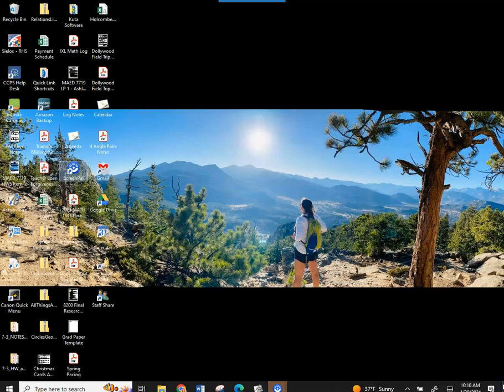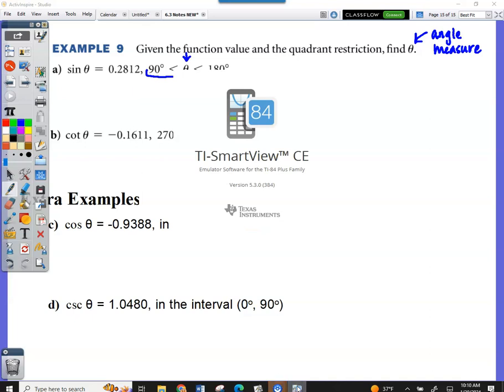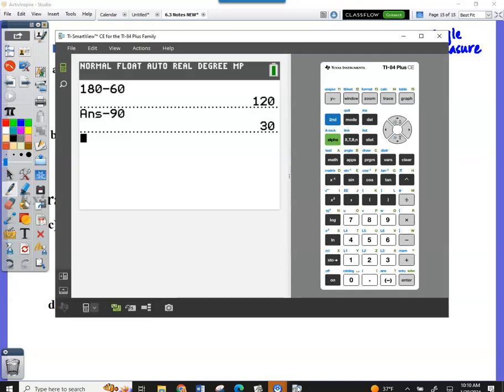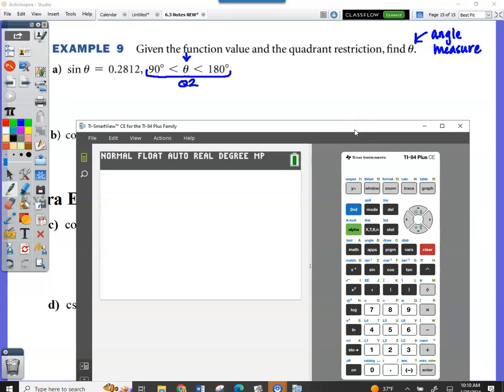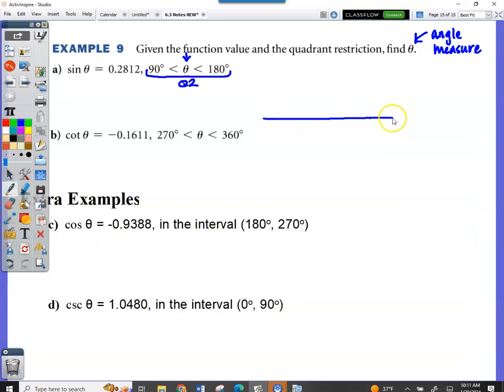Okay, let me pull my calculator up so you can see how I type this in. Alright, it's already in degree mode. We have sine theta equals 0.2812. We know we're in quadrant 2, so I'm going to come over here and draw a picture. My picture is going to represent an angle, always starts in quadrant 1 on the initial side, and it's opening up and it's landing in quadrant 2, right?